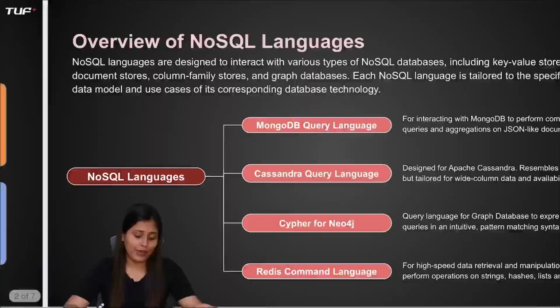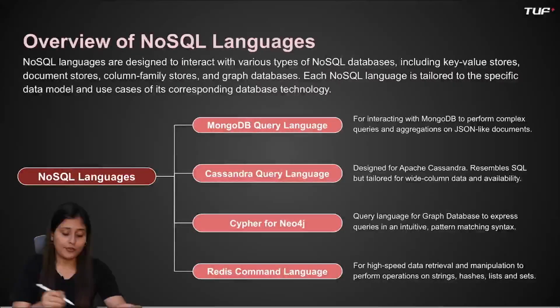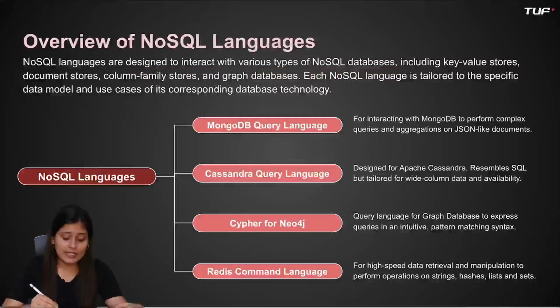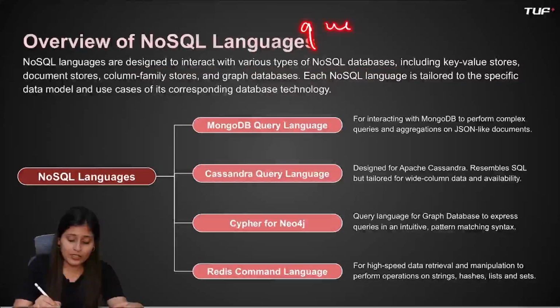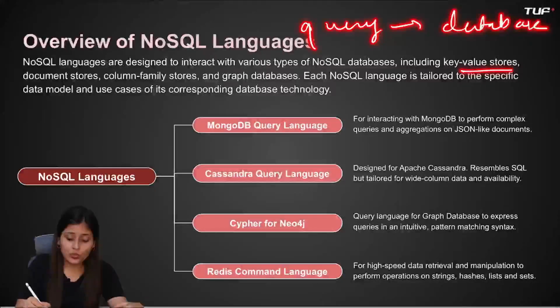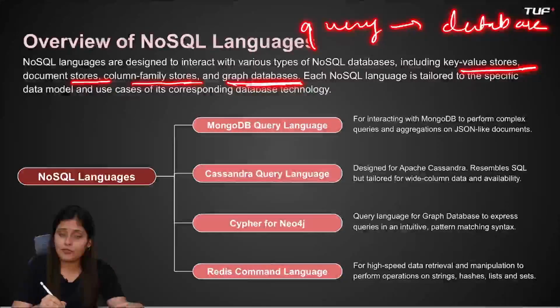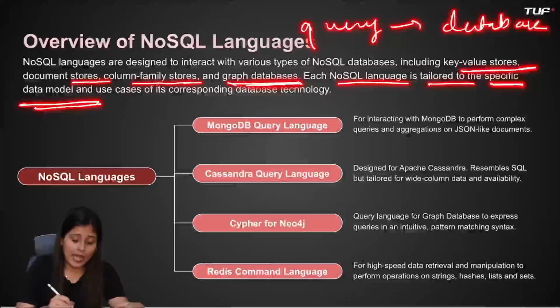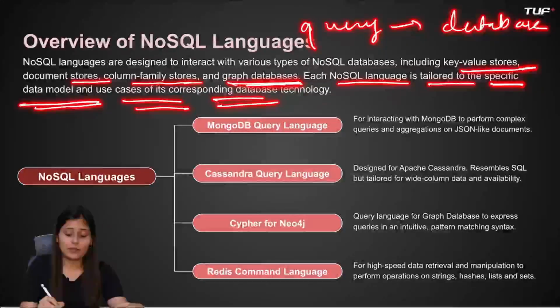So let's begin with the very first topic of today's lecture, which is NoSQL languages. These are designed to interact with various types of NoSQL databases. So basically we write the query to interact with the database. Those databases can be key value, document store, column family store and graph databases, regarding which we have already learned in our last lectures. Each NoSQL language is tailored to the specific data model and use case of its corresponding database technology.